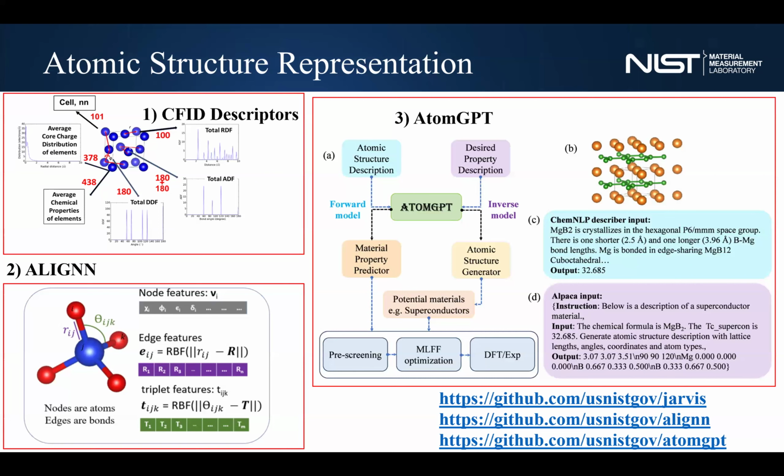So here, instead of representing a material as a fingerprint or as a graph, we represent it as text, and then it can be used for both forward, that is structure to property, or property to structure kind of models. And all these models are available on the US NIST repository. And I would like to emphasize, we put a lot of effort into making these repositories easy to use, well documented, with a lot of examples. They're not breaking, so a lot of software work goes into maintaining this infrastructure.